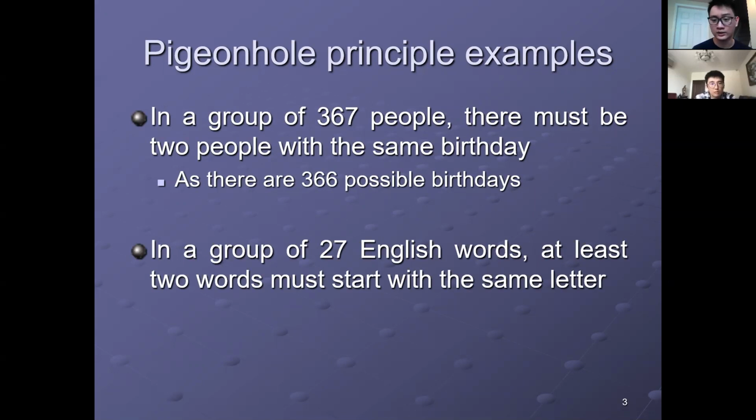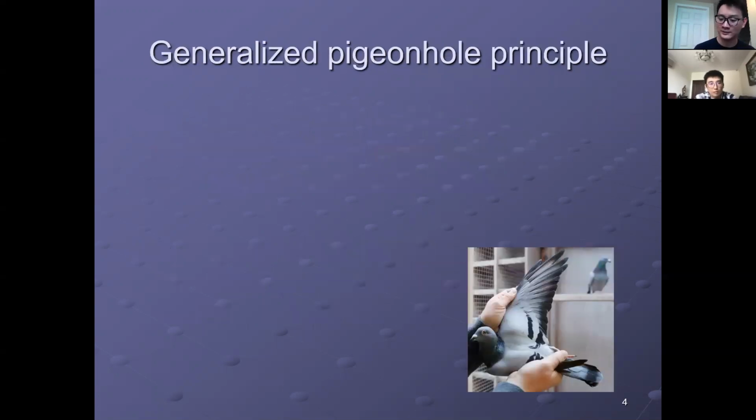Another example would be with English words. If we have 27 English words, this means at least 2 words must start with the same letter, because there are only 26 letters in the English alphabet. Say A, B, C, D, E, F, G, and so on are all taken by the first 26 words with no conflict. Then the 27th word must conflict with one of the 26, because there are only 26 options and 27 words choosing them. So one option must be chosen by 2 words. You can think about it like that.